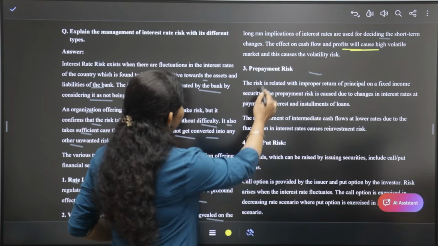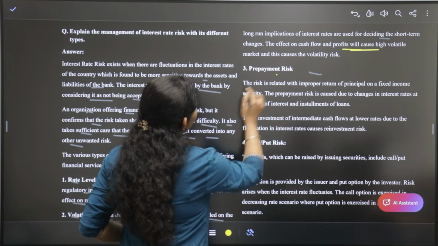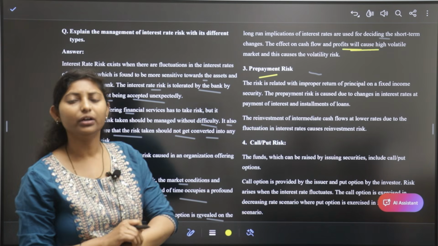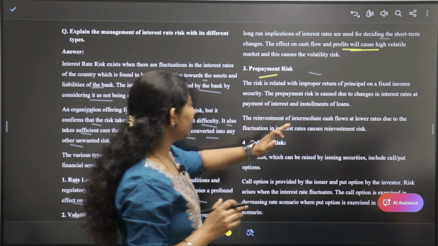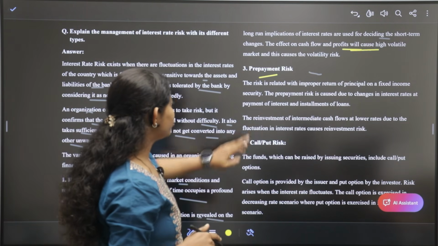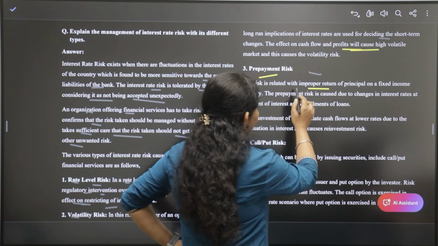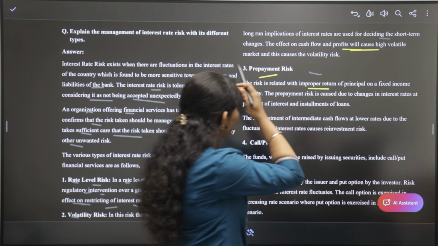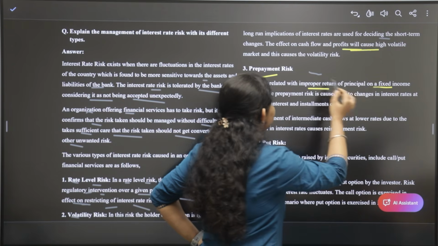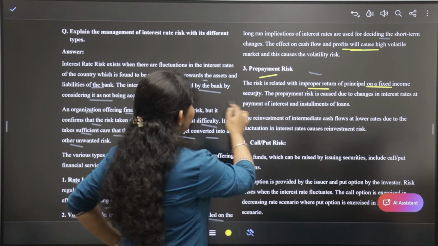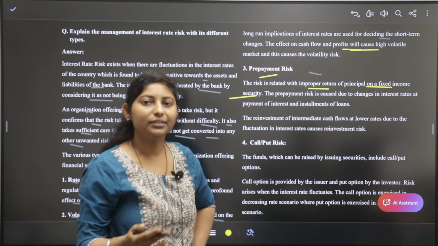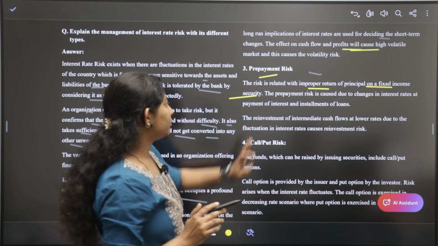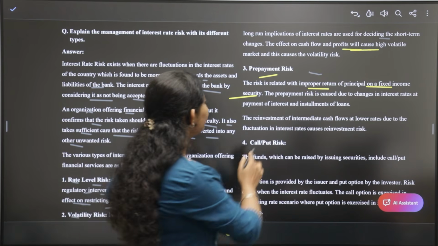Next we have prepayment risk. Prepayment risk is where we pay an advance amount for the risk which can be generated in the future. The risk is related to improper returns. When we are not getting proper returns, this risk is related to the principal of fixed income securities. We know we would get fixed income, but this time I can't get that fixed income. So I am ready to bear such a risk, which is called prepayment risk.